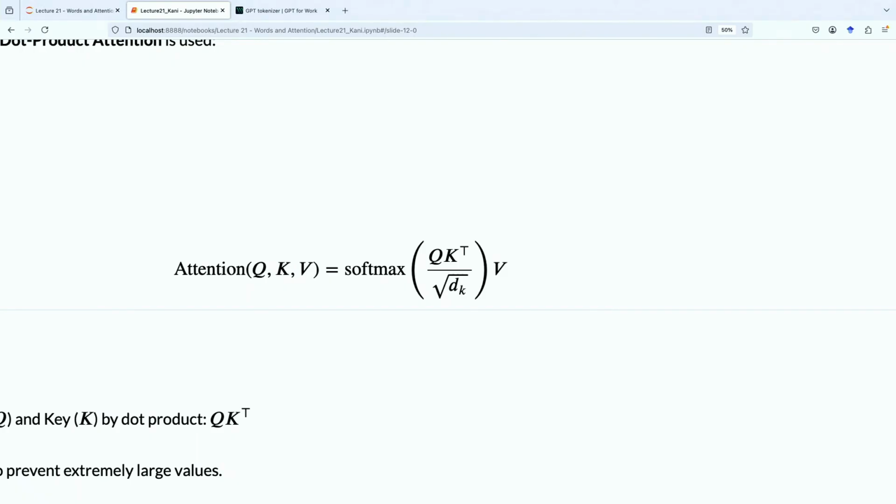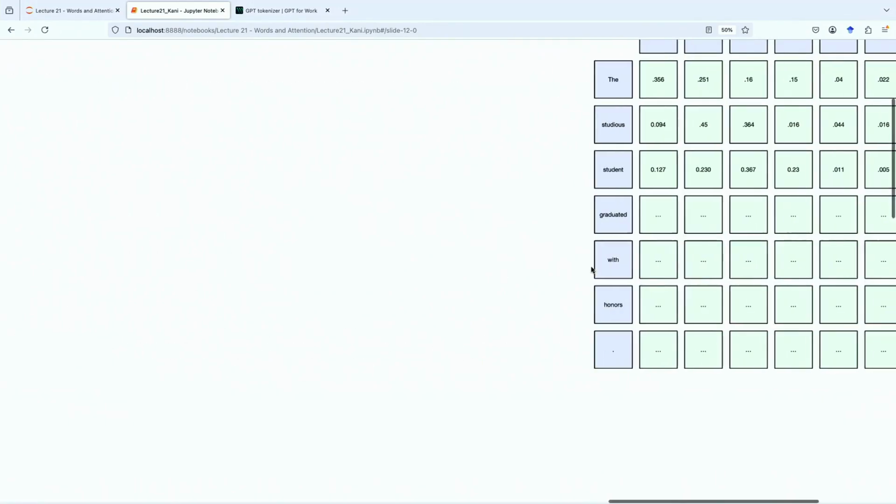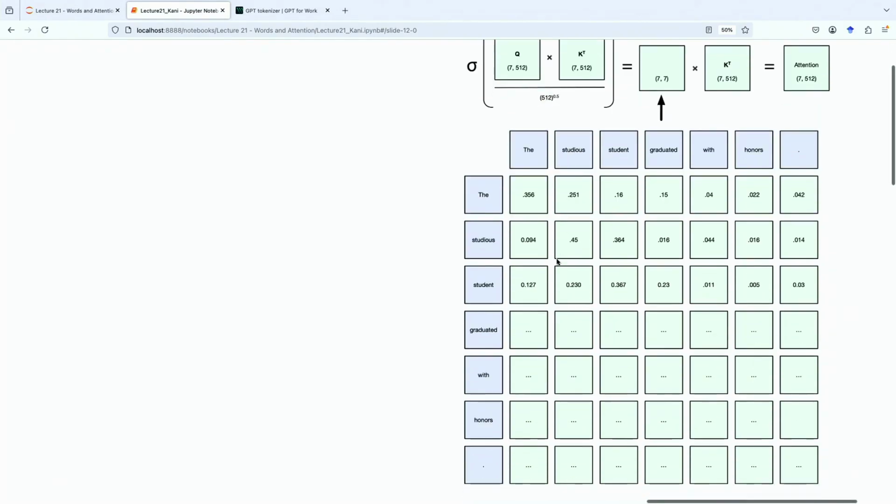So let's just take this step by step. The query times the key transpose. Oh, I guess I flipped the dimensions around. That's okay. This is a 7 by 512 matrix. Then we multiply that by a 512 by 7 matrix, and then we divide that by a scalar. So what does dividing these two together get? We get a 7 by 7 matrix.